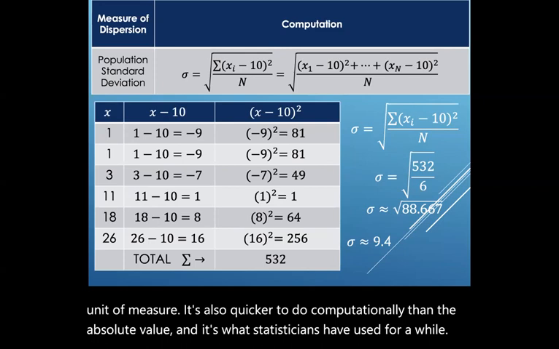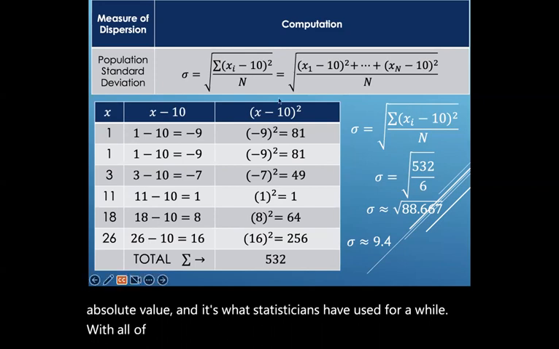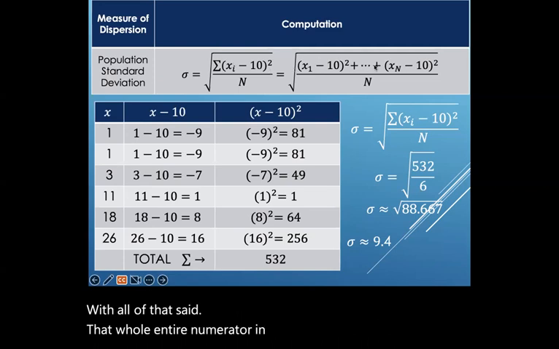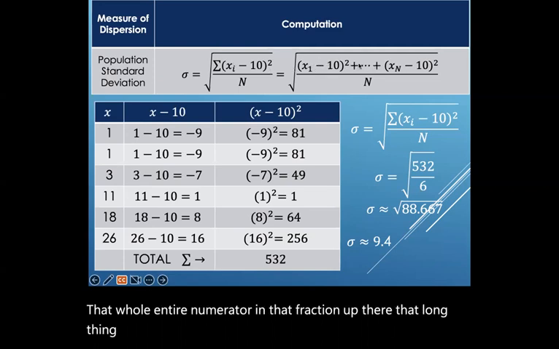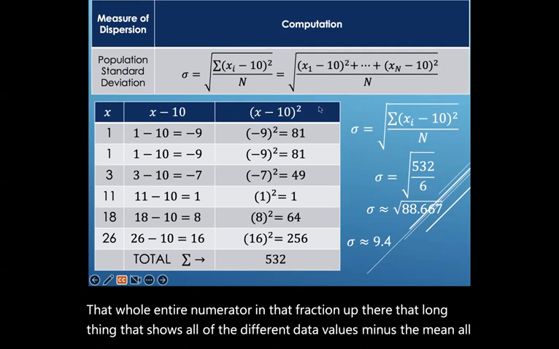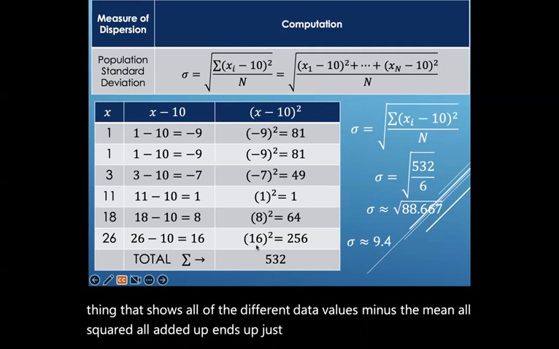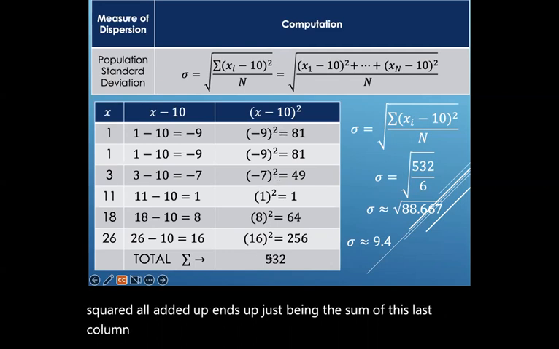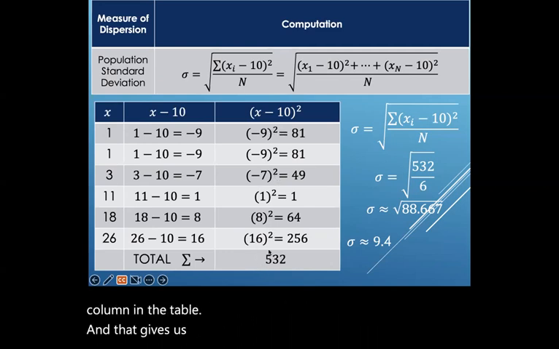So with all of that said, that whole entire numerator in that fraction up there, that long thing that shows all of the different data values minus the mean, all squared, all added up, ends up just being the sum of this last column in the table. And that gives us a grand total of 532, which we plop back into the formula on top, as you can see over here. And we divide by 6 because there were 6 data points.